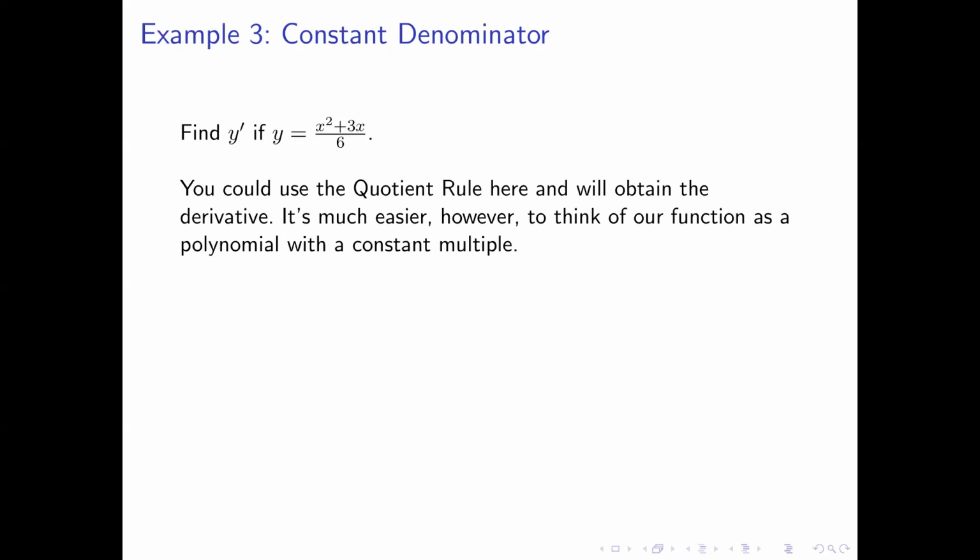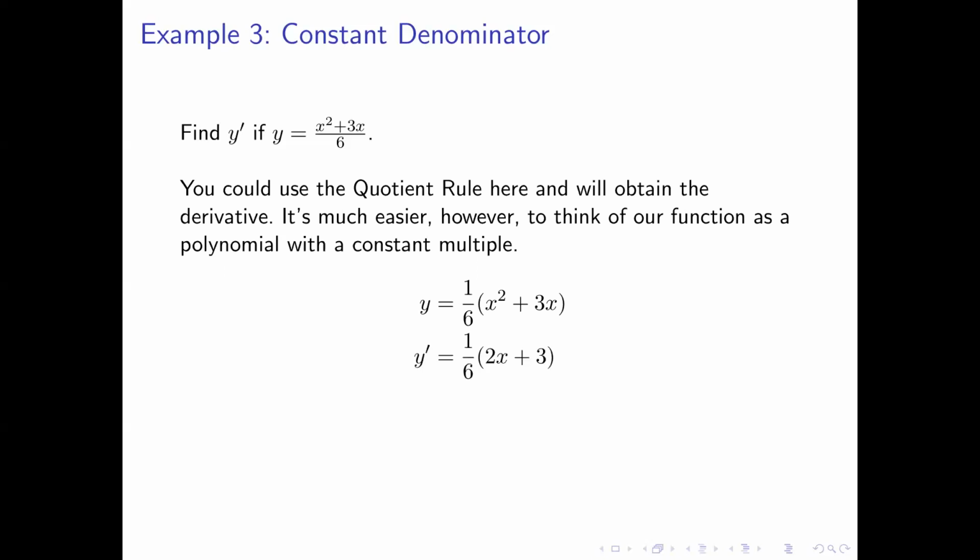Instead of thinking of this as a quotient of two functions, one of which is constant, let's think of it as a polynomial with a constant multiple. So think of y here as 1/6 times x squared plus 3x. That's equivalent, but we can find this derivative simply by taking the derivative of x squared plus 3x and then multiplying the result by 1/6. That's using the constant multiple rule.